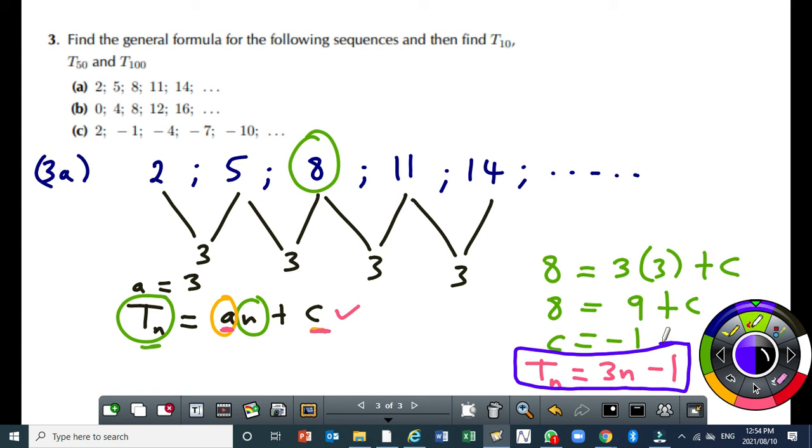Like for example, if I put n equal to 1, 3 times 1 gives me a 3, 3 minus 1 gives me a 2. If I put n equal to 2, 3 times 2, that's 6, 6 minus 1 gives me a 5. N equal to 3, that will give me 9, 9 minus 1, that will give me 8. If I put n equal to 4, I'll get 12, 12 minus 1, I'll get 11. So generally, your general formula or general term must be able to give you all the terms in the given sequence. If it doesn't, it means the general term will be incorrect.